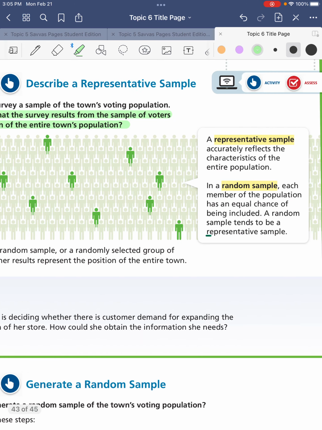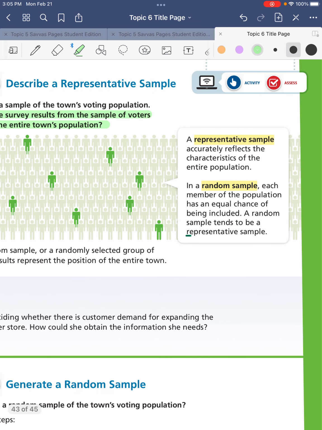And to answer that, we're going to look at these definitions here. So the first one, a representative sample. A representative sample accurately reflects the characteristics of the entire population. So it represents how the entire population feels or how the entire population would act. Okay? Now, in a random sample, each member of the population has an equal chance of being included. A random sample tends to be a representative sample.